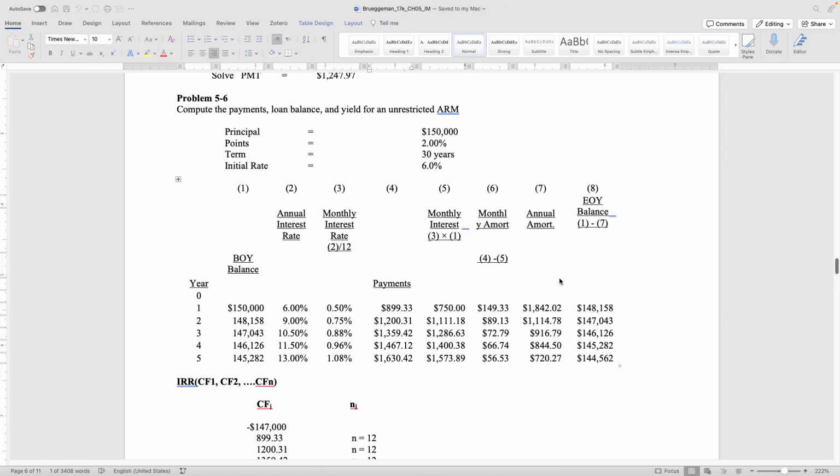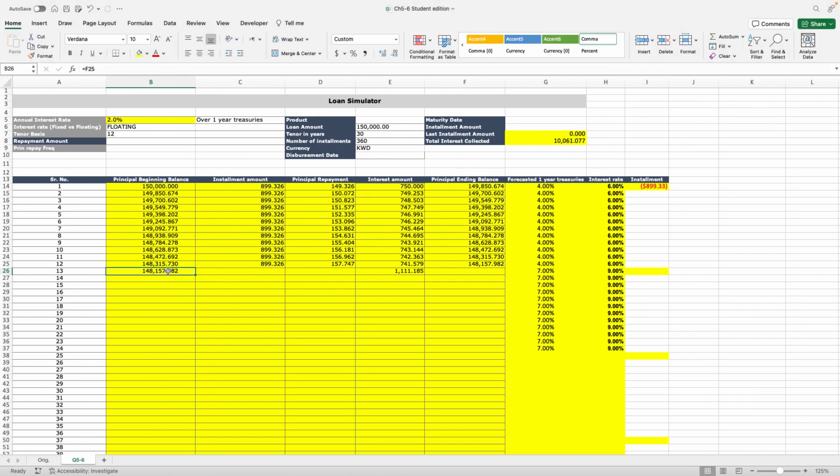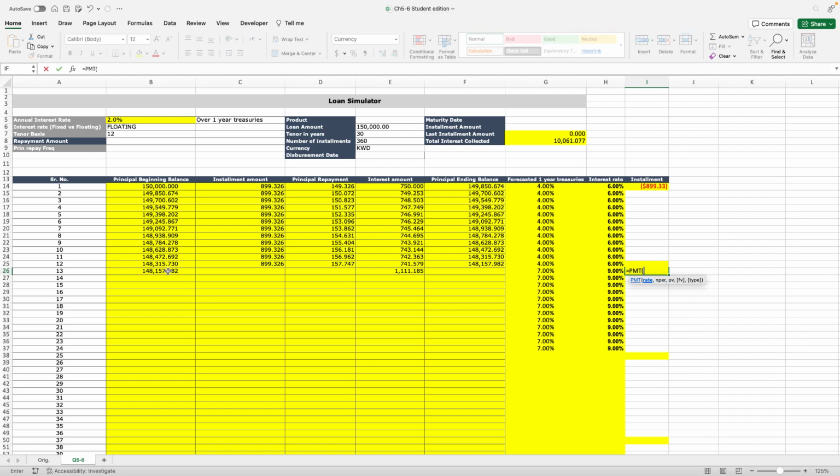Now, we want to get the installment amount. How much do they have in the ideal answer of the textbook? $1,200. And the beginning of the year balance is 148,158, which is what we have over here. So how do we get the installments? Equals PMT, the same function. The rate is going to be 9% divided by 12.